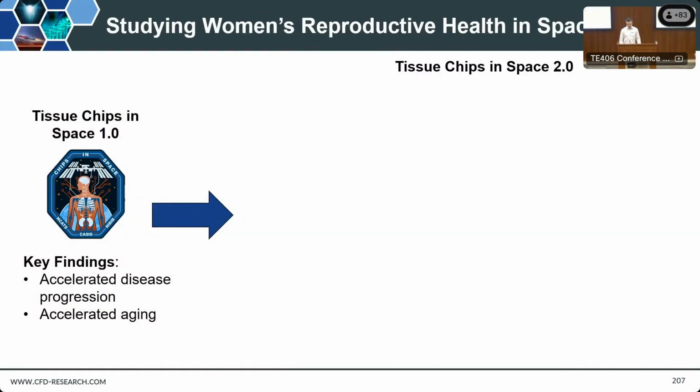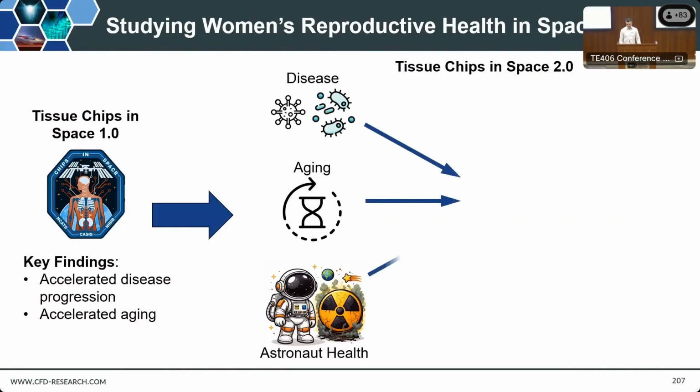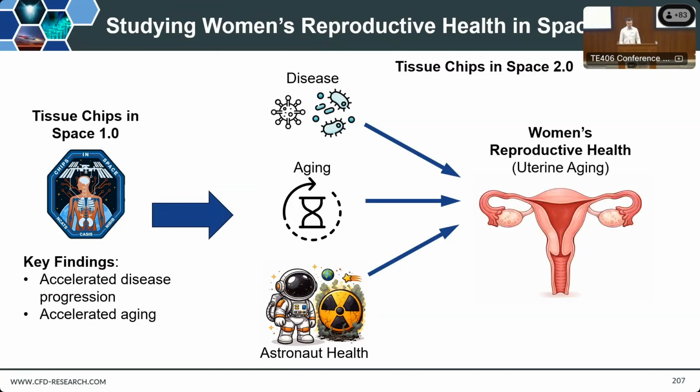I know we've already been over what we learned with tissue chips in space, but I'll briefly go over our key findings: you get accelerated disease progression and accelerated aging in space. These are conditions that are difficult to replicate on Earth because of microgravity. We wanted to explore disease, aging, and astronaut health with respect to women's health, and in particular, we'd like to study women's reproductive health or uterine aging.